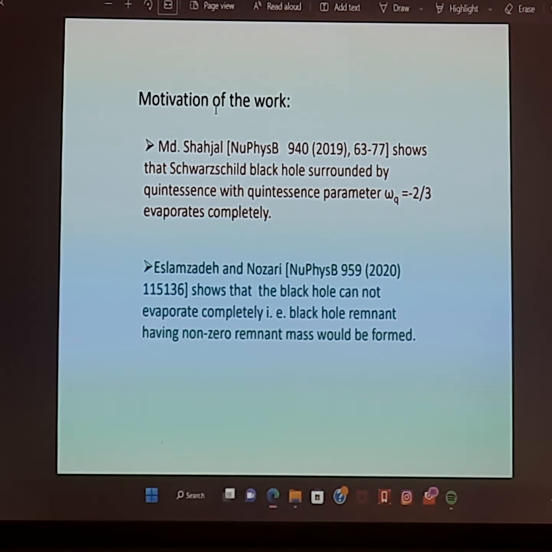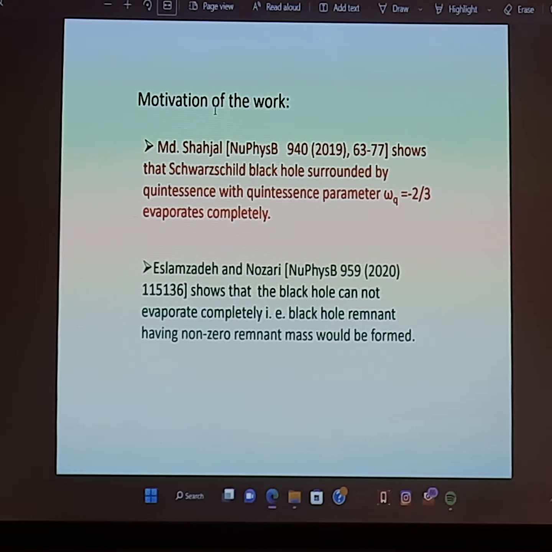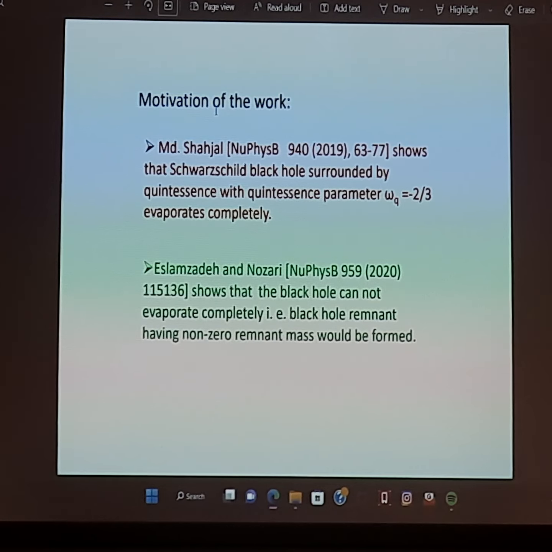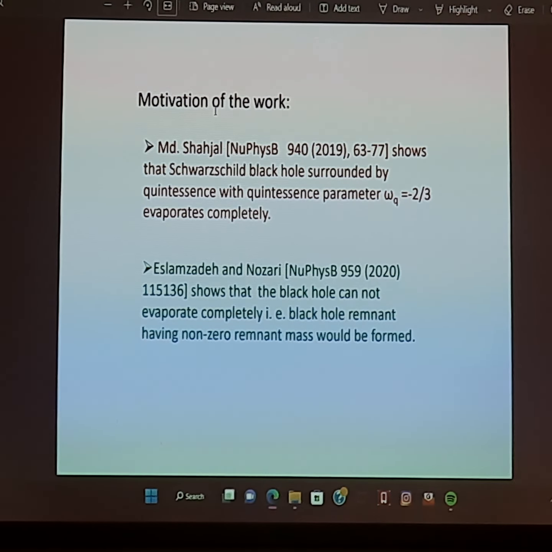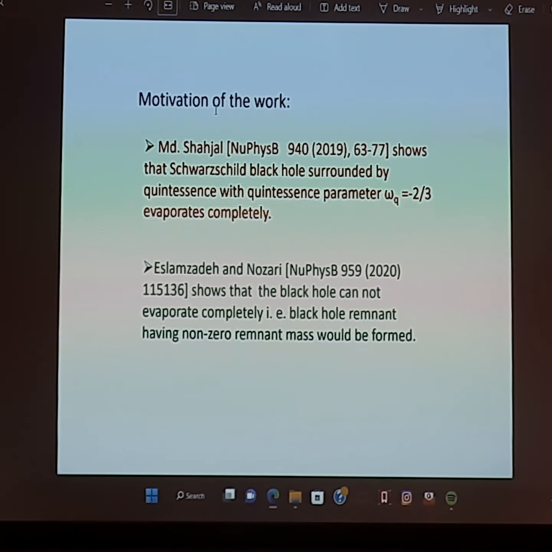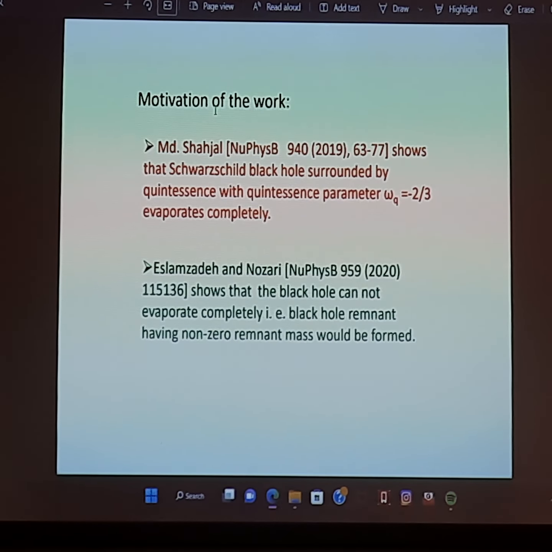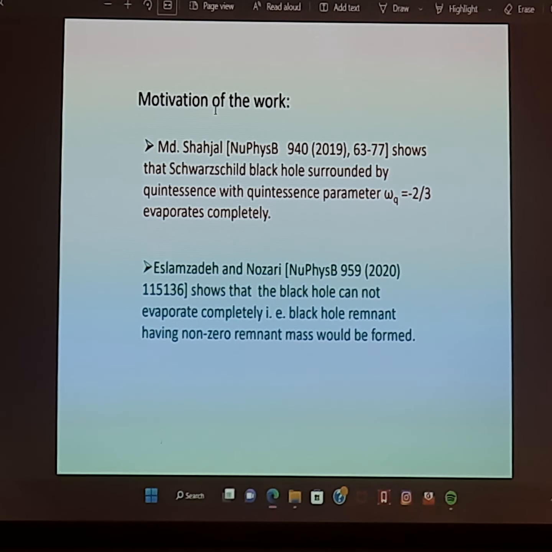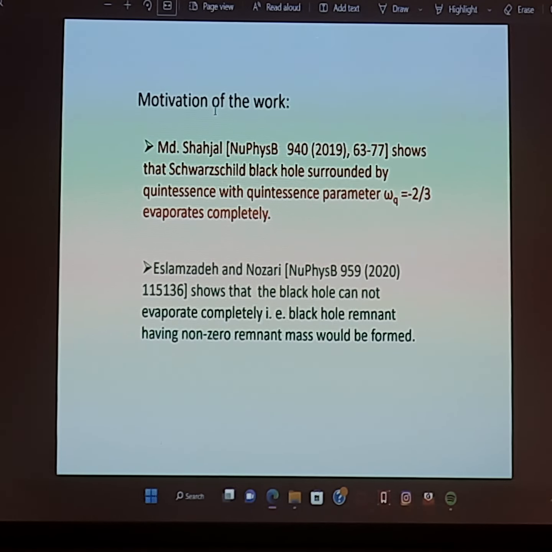So just to correlate these two, to see which one is true, we just wanted to observe. This is the motivation of our work. The importance of the black hole remnant is quite well known, and these black hole remnants are candidates for dark matter. And we wanted to test whether these black hole remnants are formed or not.